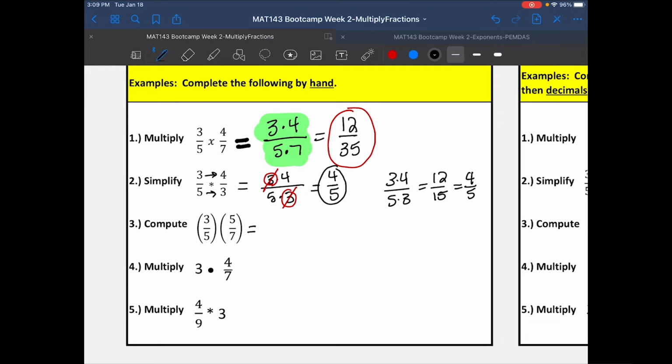All right, let's look at number 3. Let's compute 3/5 times 5/7. So that's 3 times 5 over 5 times 7. My little 5 is a little sloppy here. Again, now that I see that we both have a 5 in the numerator and in the denominator, we can reduce that out, leaving us with the fraction 3/7. Are there any questions so far?